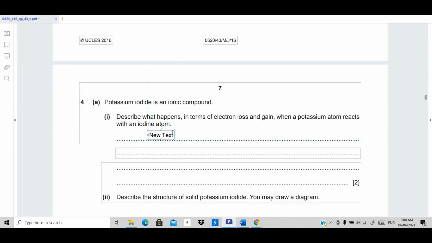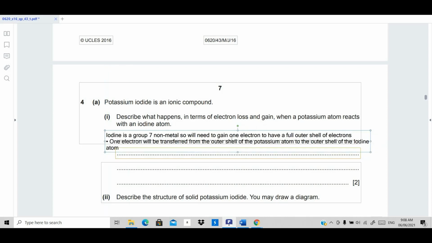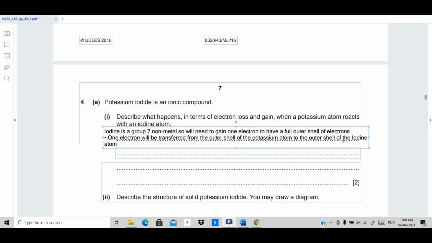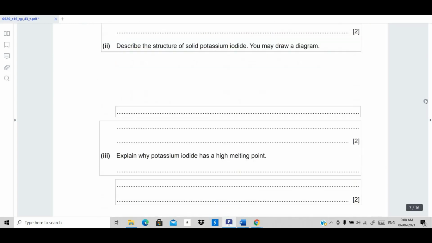In total there are 6 questions. So this is your answer. You need to write this to score 2 marks. These 2 points are important. Moving on to part 2, describe the structure of solid potassium iodide. You may draw a diagram.